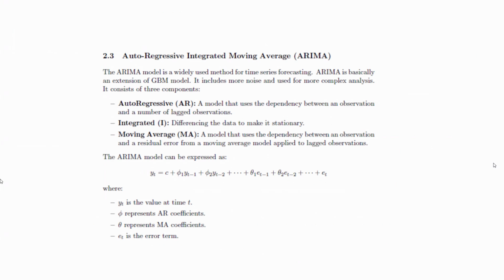Here you can see the equation for the ARIMA process model. Yt is the value at time t. Phi represents the AR coefficients. Theta represents the MA coefficients. Et is the error term. We can continue.